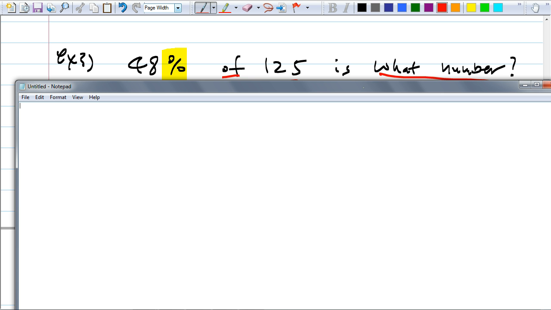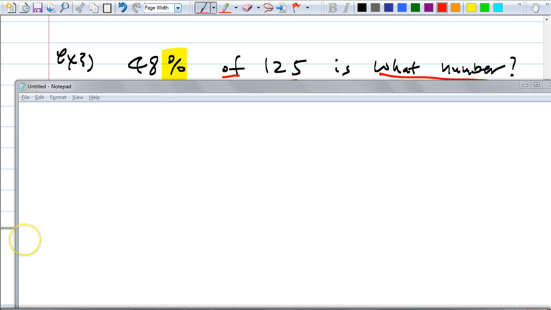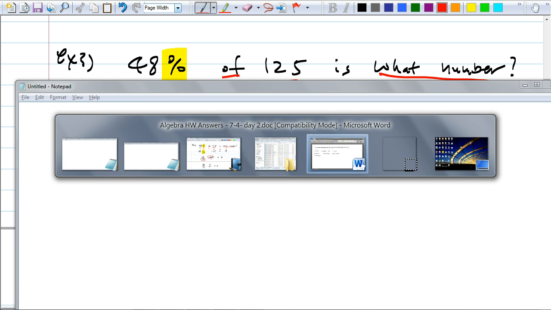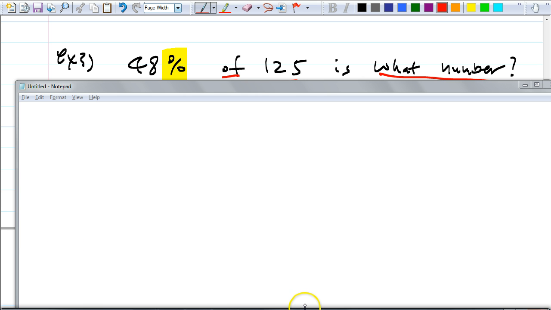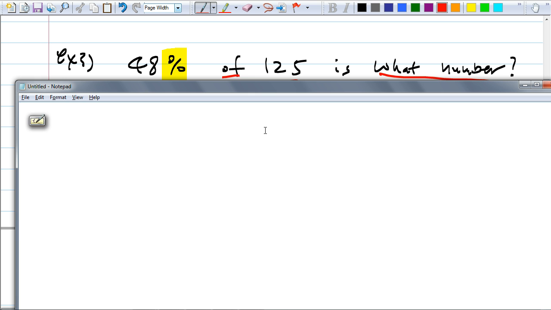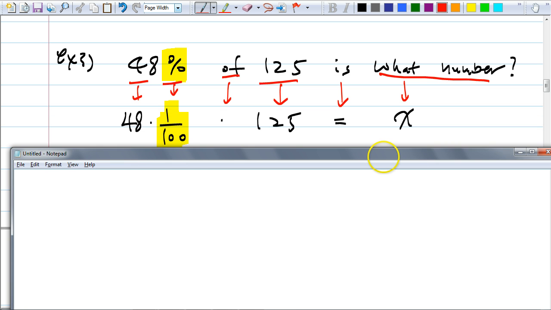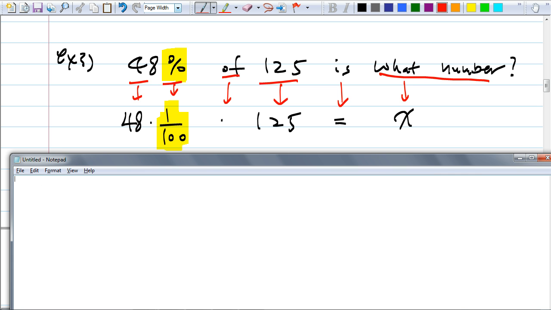What does 48 mean in math? 48 is 48. What does percent mean in terms of a number? 100 over 1, right? So we're going to write that down. What does of mean in math usually? Of means multiplication. You guys remember translating this? And what does 125 mean? 125. What does is mean? Equals to. What about what number? What's that? That's the variable. So it just translates to this simple equation.